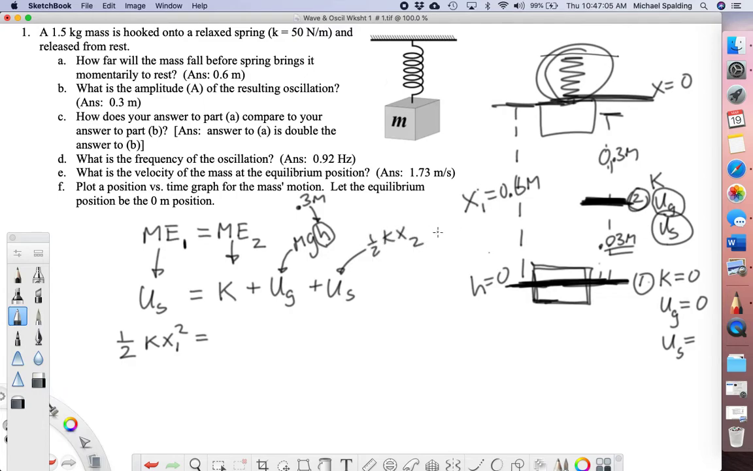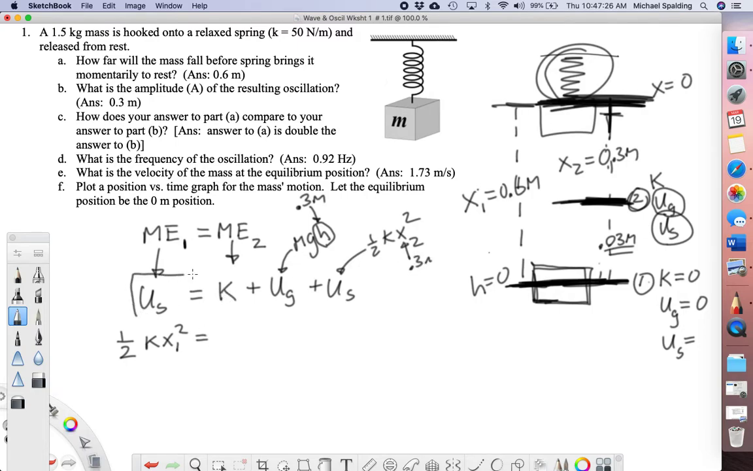I'm going to call this x2. And x2 is going to be how far the spring was stretched from up here. The spring started here, it got stretched to here to get to position 2, so we'll call that x2, that's squared. And x2 is going to be 0.3.